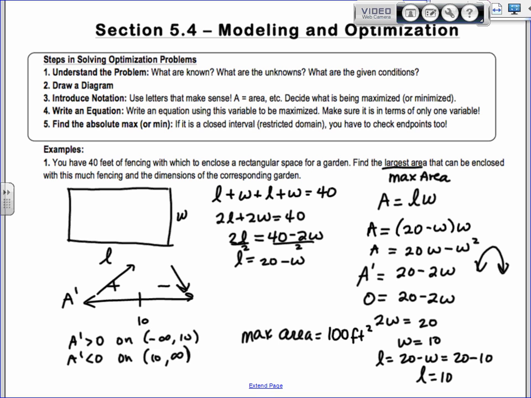And your dimensions are 10 feet by 10 feet. That's it. So make sure you solve what the question asks for.